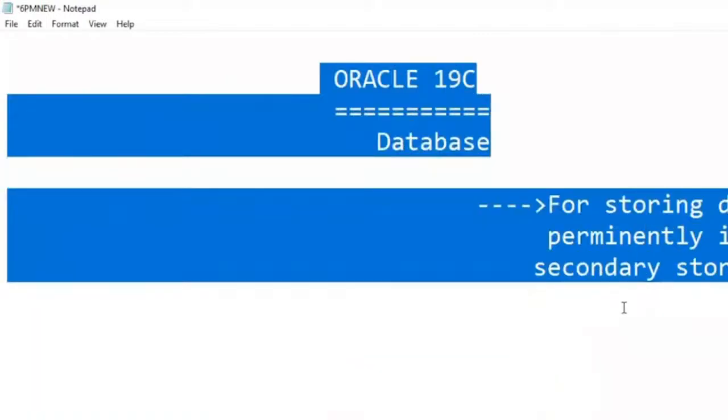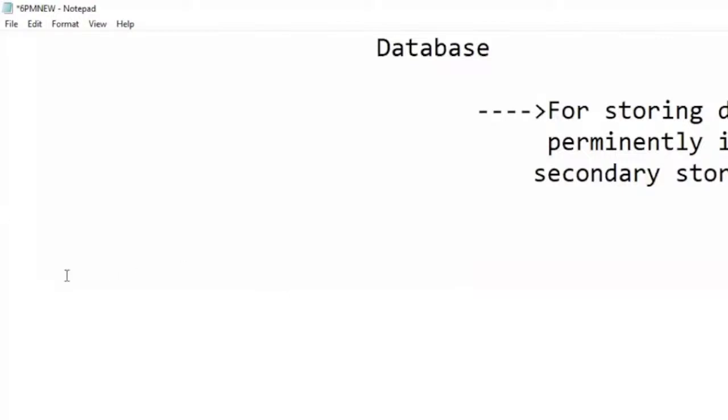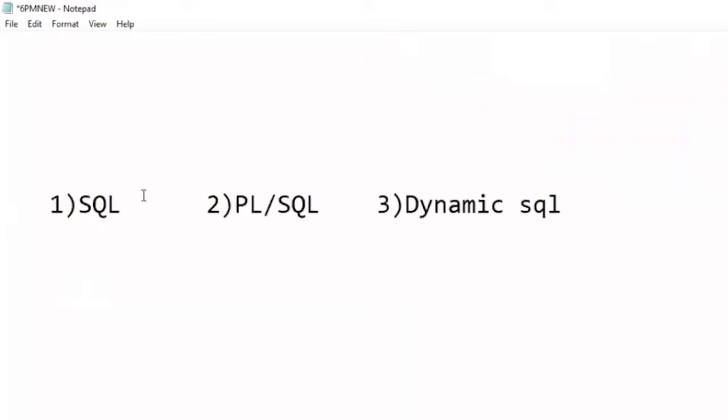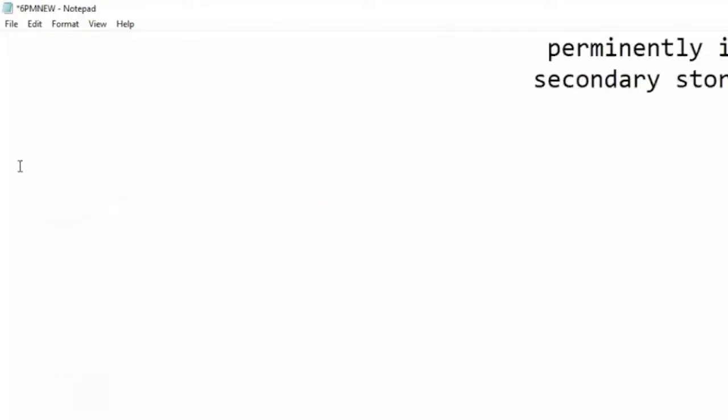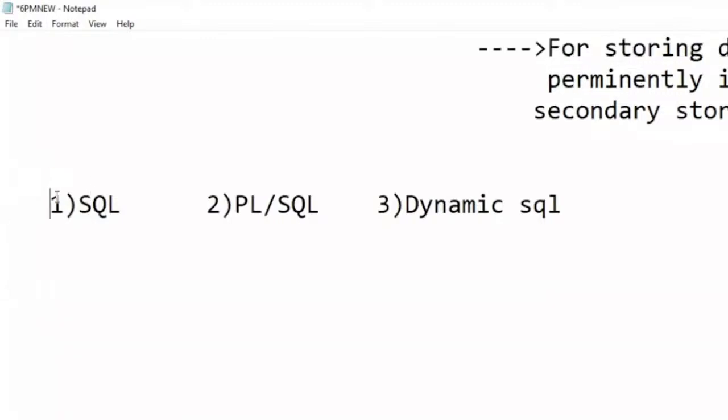That's why these databases are implemented based on the relational data model. What is that? Today I will tell you. Oracle, SQL Server, DB2, Sybase, MySQL, all these databases are implemented based on the relational data model concept. For operating these products, we use SQL. But for the Oracle database product, three languages are used: one is SQL, another is PL/SQL, another is dynamic SQL. Up to this, we learned in previous classes.